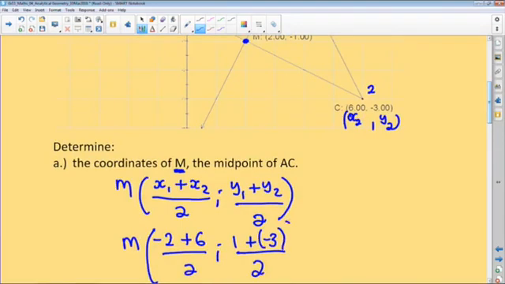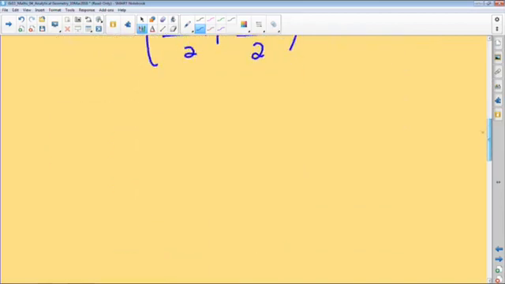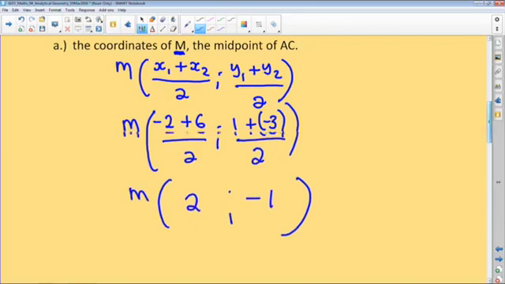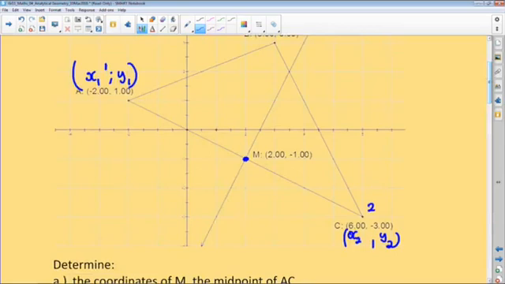Okay? And then which simplifies to, you have now, your M is minus 2 plus 6, that's 4 divided by 2, it's 2. And then 1 minus 3, that's minus 2, over 2, that's minus 1. So your coordinates of M, it's true that it's 2 and minus 1. Right.